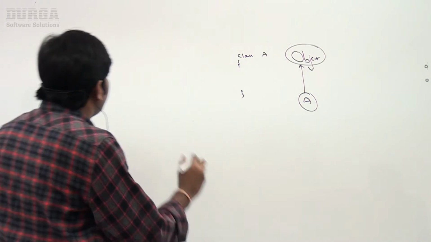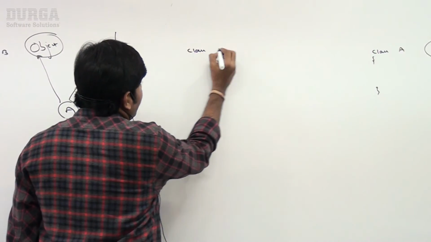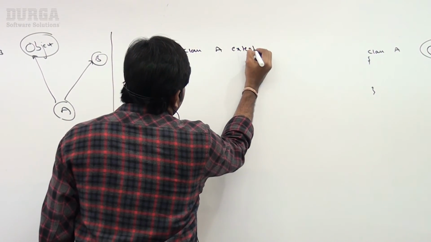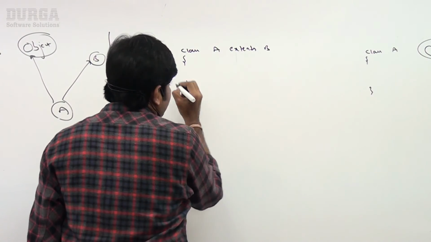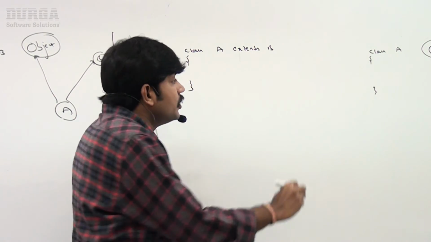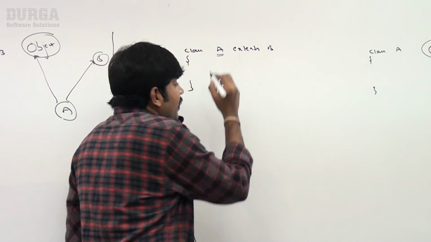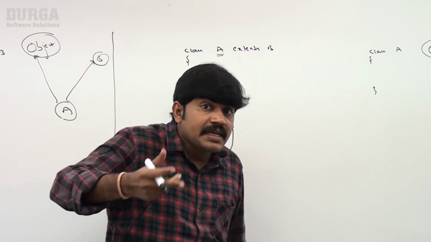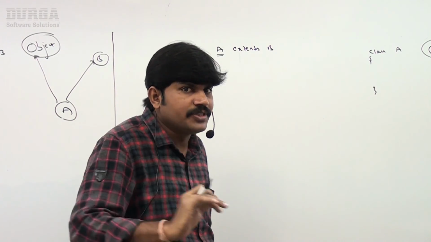So suppose our class extends any other class. Class A extends B. Then our class is an indirect child class of Object class.